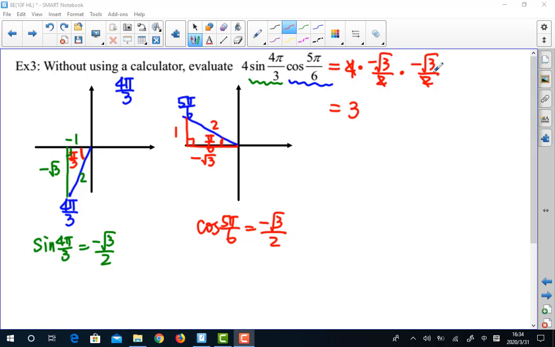Let's plug this one in as well. The 2 and 2 with this 4 can be cancelled out. So I only have negative root 3 times negative root 3 equals 3. So the result is just 3.